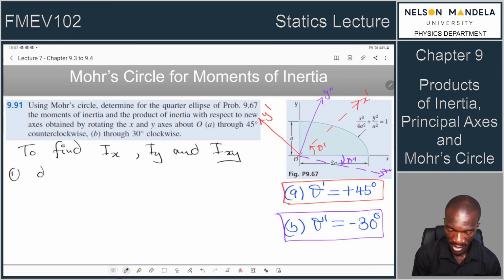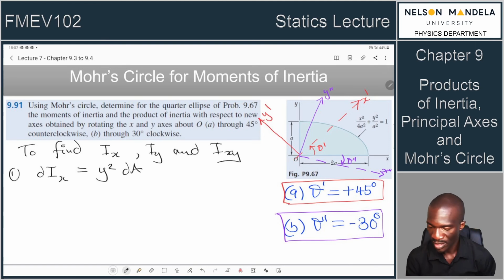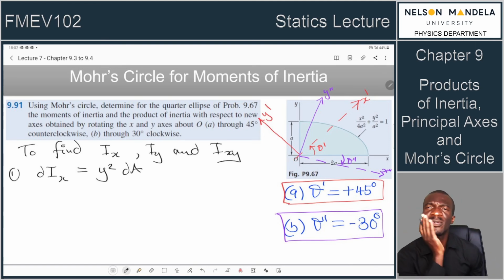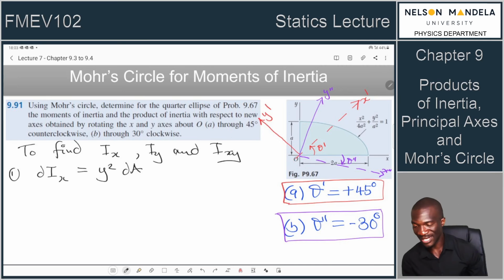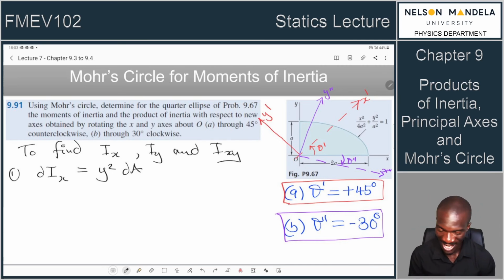So we know that dIx is equal to y squared dA. When we look at that area, can we use the tables? Is there any function on the tables that we can make use of? I don't know if we have something on the tables that has this kind of geometry, because they usually tell us a parabola or a triangle and so forth. So let me just assume that we actually don't.